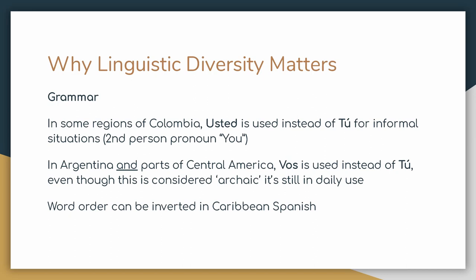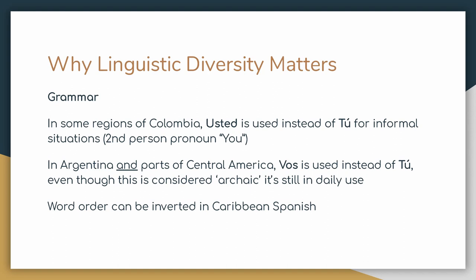And also, there are some grammar implications to this linguistic diversity as well. For instance, in some regions of Colombia, usted is used instead of tú for informal situations, like the second person pronoun you. In Argentina and parts of Central America, most people think this is something that's only in Argentina, but also some regions of South America and parts of Central America use vos instead of tú. Even though this is considered archaic, it's still in daily use. So again, it's something that's not really taught a lot, unless you study Argentine Spanish, for example. You really won't learn a lot about voseo, which is the use of vos instead of tú. But it is used, right? So this is something that is still widely used.